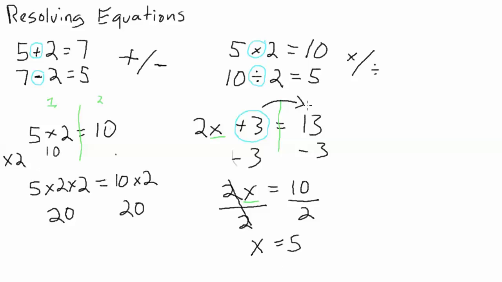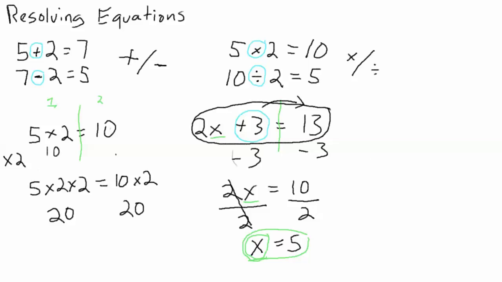And so what we've done is we started with this equality up here, and we basically resolved that equality for x. And now we know, instead of knowing that 2x plus 3 equals 13, now we know that x equals 5. And that's what we wanted to do. We wanted to resolve for x.